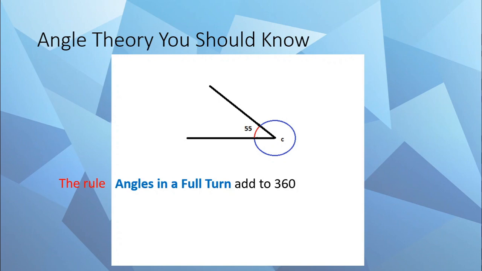They add to 360. C plus 55 equals 360. And then my working, I need C by itself, so I'll send the 55 across. C equals 360 minus the 55, which means that C is equal to 305. Okay, so now that you know what's expected, there is no excuse for not drawing the diagram, or writing the rule, setting out the equation, or showing me your working.